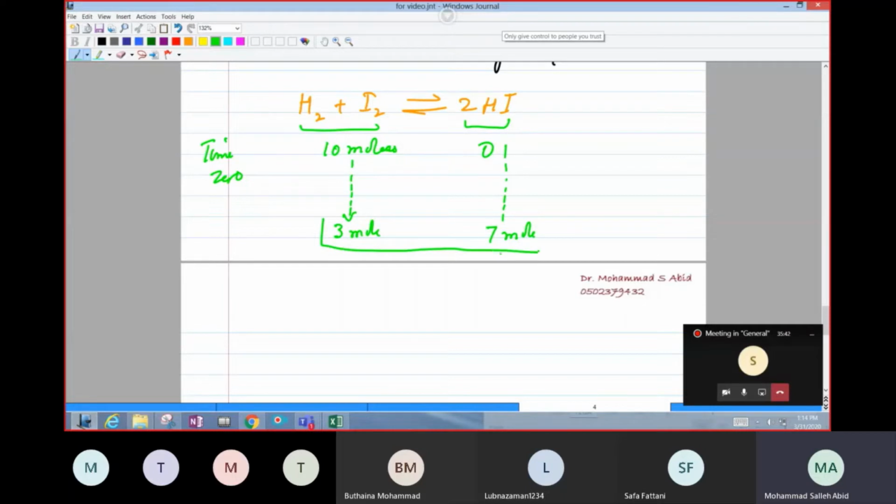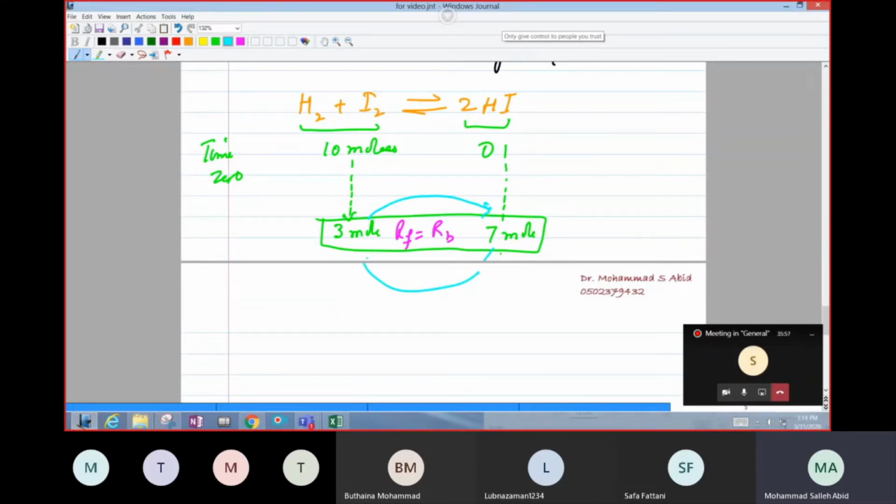At this point, the rate of forward becomes equal to the rate of backward. So the speed at which this converts into this will be the same speed at which this will convert into this. Is this clear? So what is going to happen with time? With time, this will remain 3 moles and this will remain 7 moles. Did everyone get this?